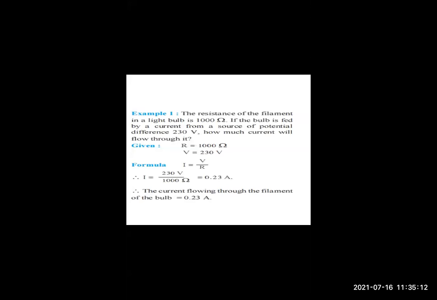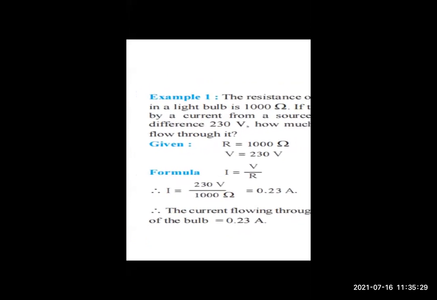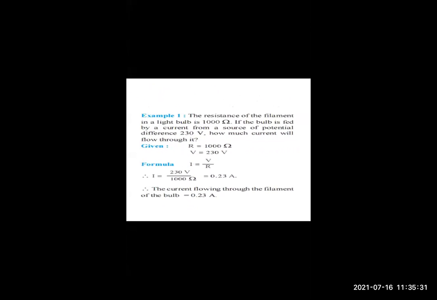That is current equal to potential difference upon resistance. Potential difference is 230 volt, and resistance given in the question is 1000 ohms. When you divide 230 by 1000, how much current do you get? 0.23 amperes. So in this way, you can calculate that the current flowing through the filament of the bulb is 0.23 amperes.